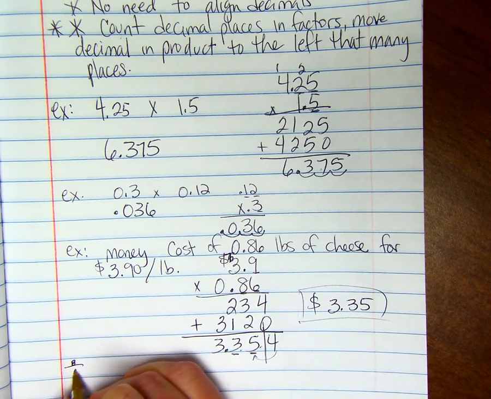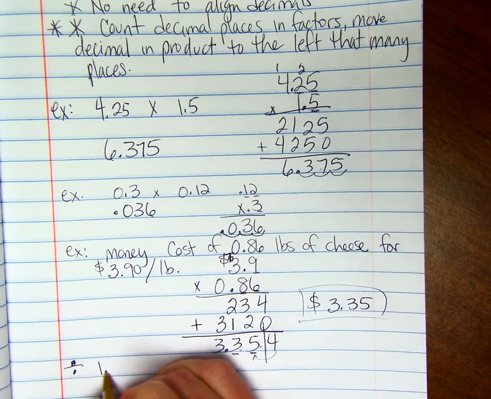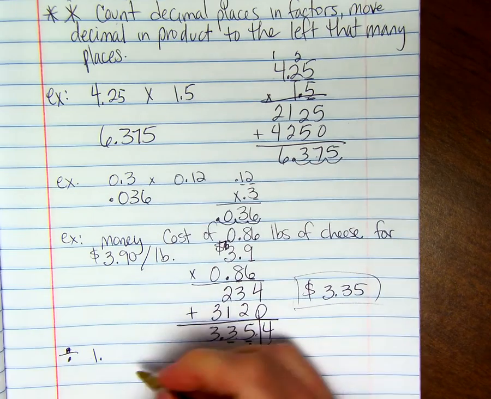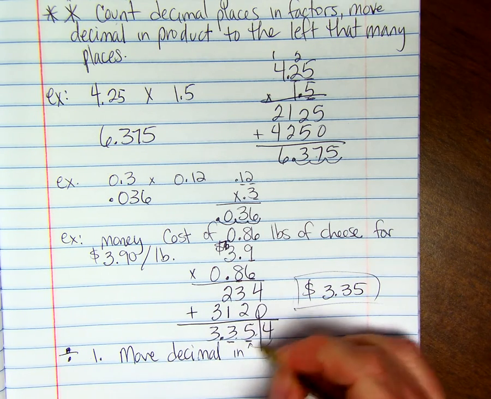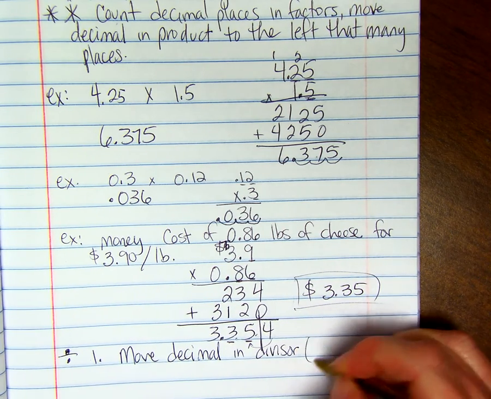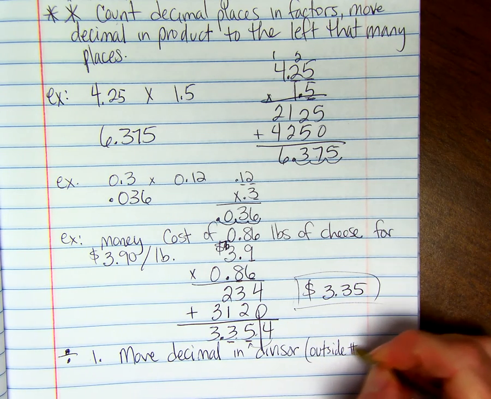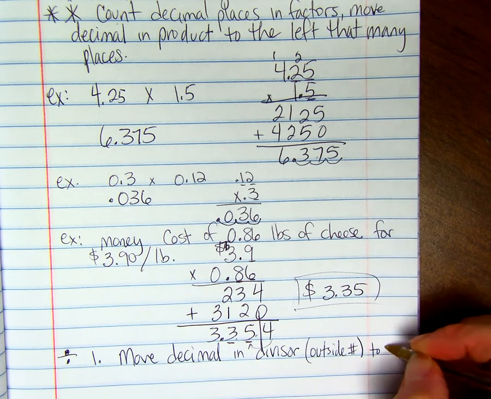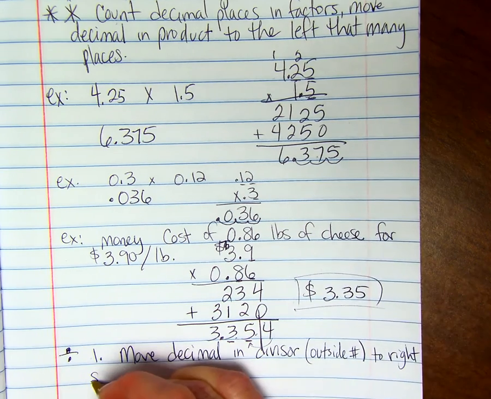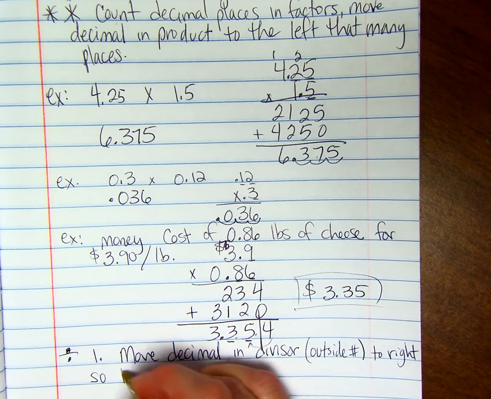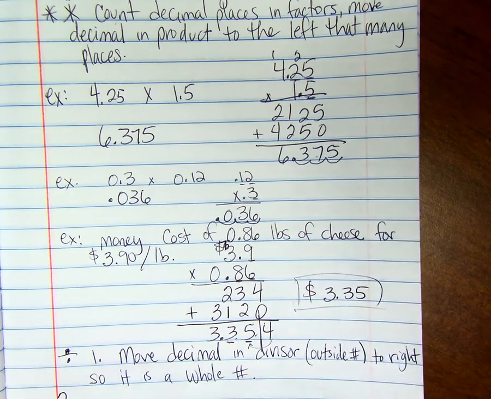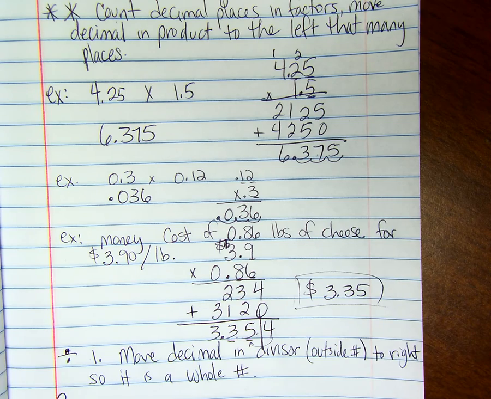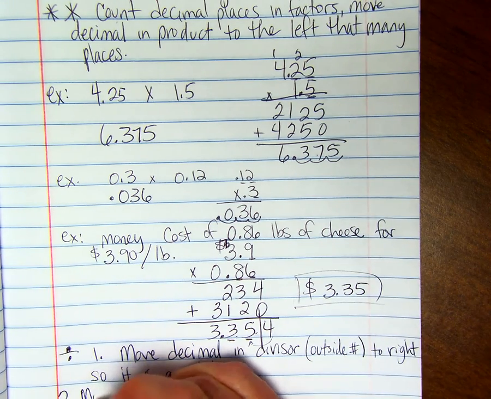When we divide decimals, we have 3 steps. So first, you move the decimal in the divisor, which is the outside number, to the right. So you get a whole number. However many times you move it, then you have to move that many times in the dividend, which is the inside number.